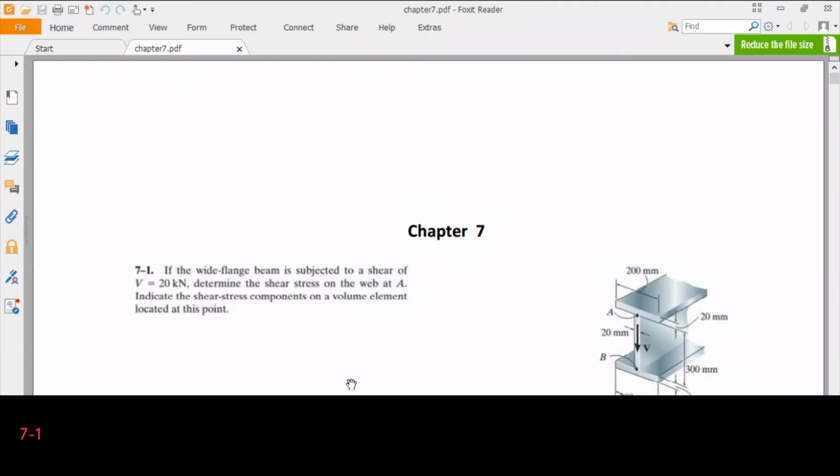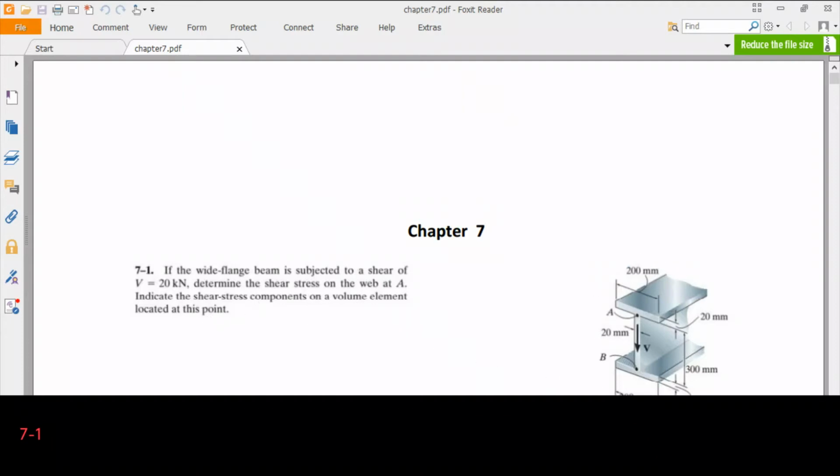Okay, we will begin with our first problem in this chapter. It is 7.1. If the wide flange beam is subjected to a shear of V equal to 20 kilonewtons, determine the shear stress on the web at A. Indicate the shear stress components on a volume element located at this point.